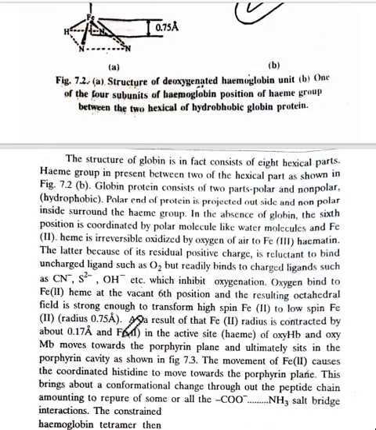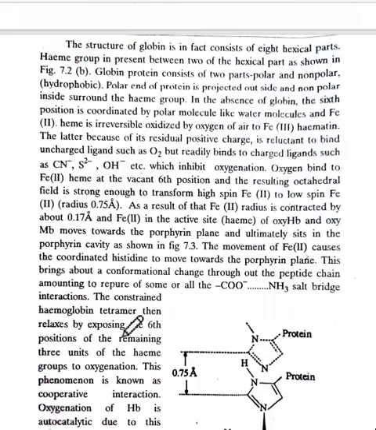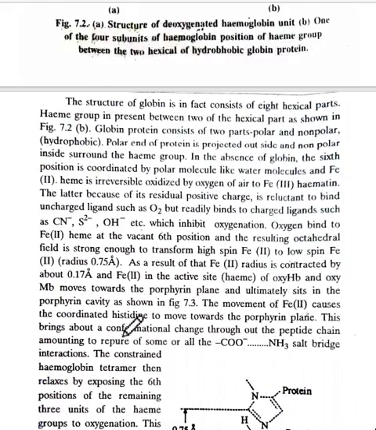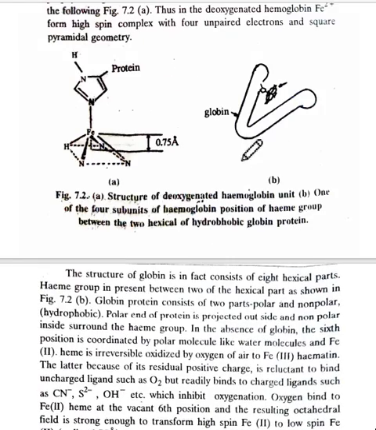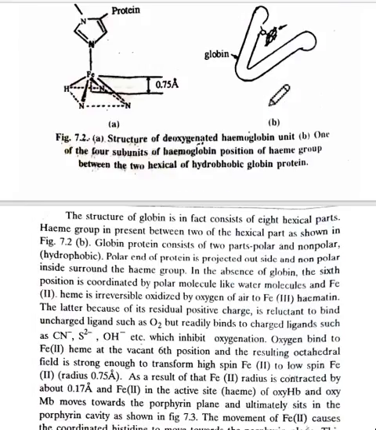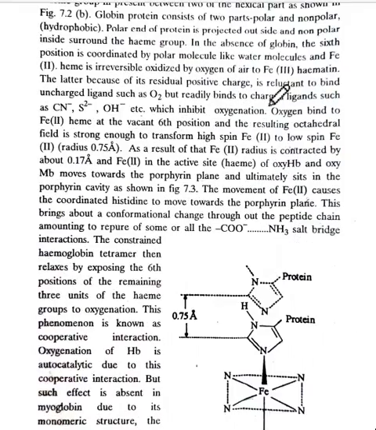The structure of globin in fact consists of 8 helical parts. The heme group is present between two of the helical parts, as shown above, this one and this one. Globin protein consists of two parts, polar and non-polar. The polar end of the protein is projected outside and the non-polar inside around the heme group.